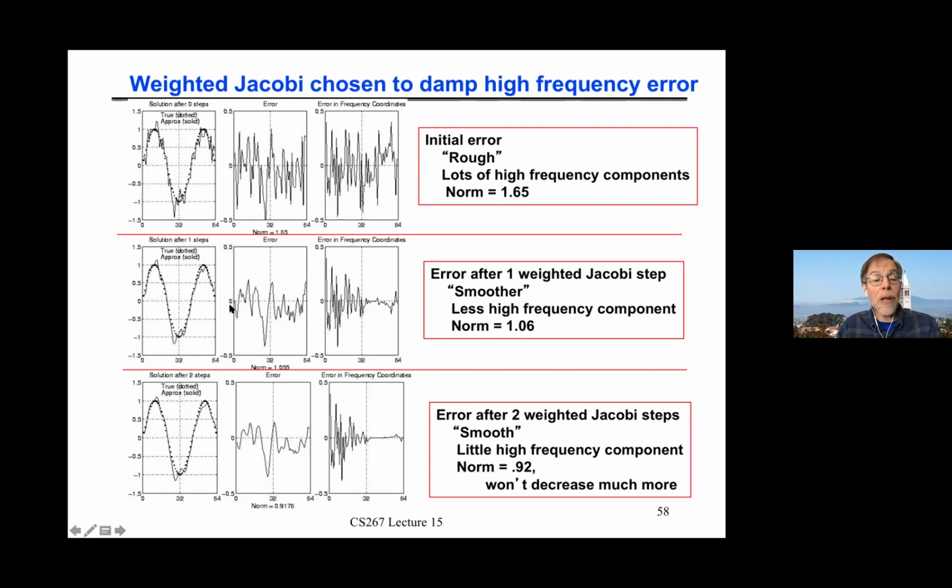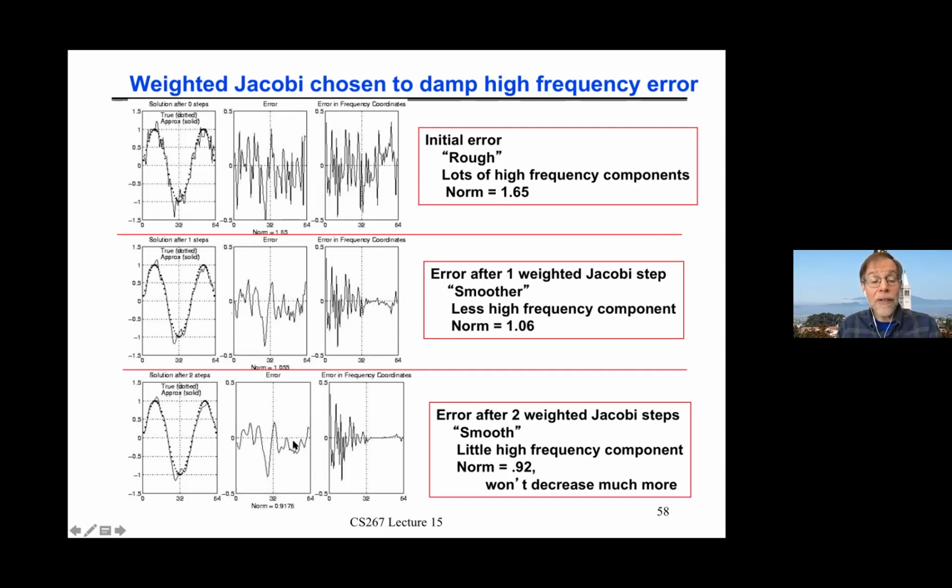Here I've plotted it, and you can see that it's still going up and down a lot, but it's much smoother than it was before. How do I measure the fact that it's much smoother? I take its FFT. What you can see now is that the high frequency error, which means the upper half, has gone down significantly, whereas the low frequency error is still about as big as it was before. In fact, you can show the math says that this has gone down by a factor of at least 3 times smaller than that. So let me do one more step of weighted Jacobi.